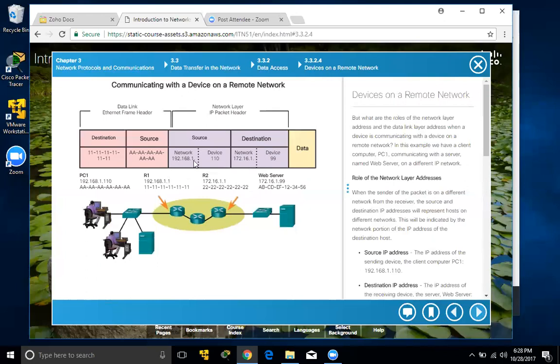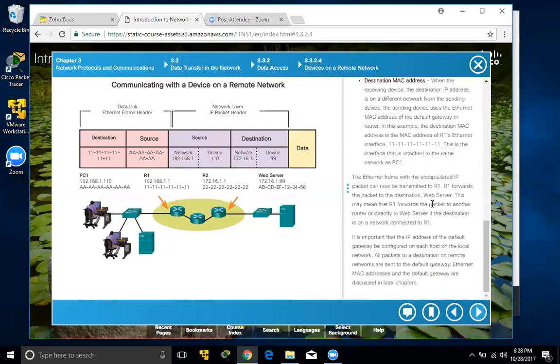But point being, you see different numbers here. That means it's got to get routed outside somewhere. Again, important concept. Give that a good read.